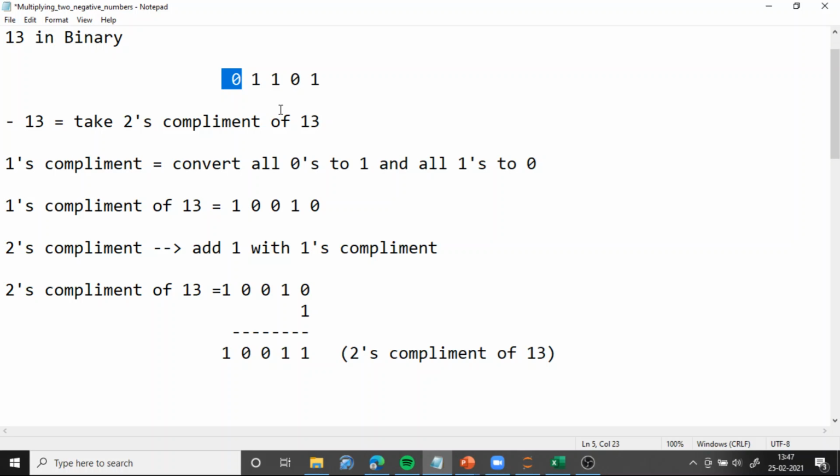Okay. So when you convert this to 1's complement, you get this 1. This is also sign extension. So in 2's complement also this sign extension continues. Fine.